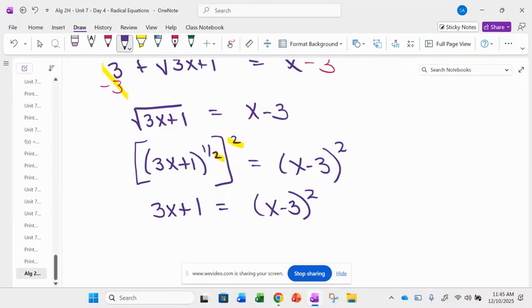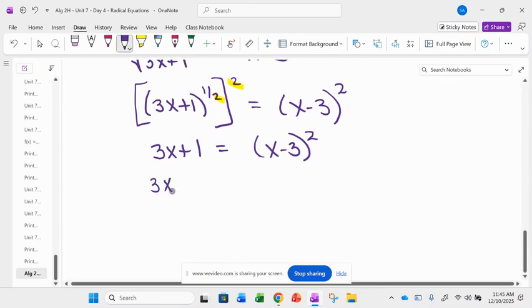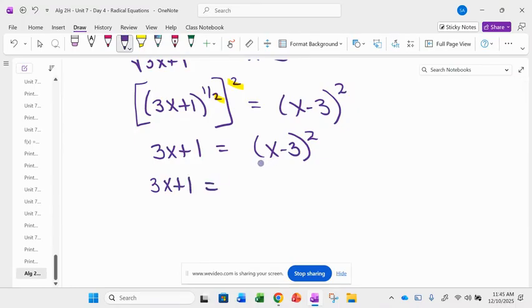What should I do now? Any ideas? Still need to solve for x. Justin? Foil. Good. We have to FOIL the right side. So we're going to have 3x plus 1. Is this going to be x squared minus 9? No, it's going to be x squared minus 6x plus 9, right?